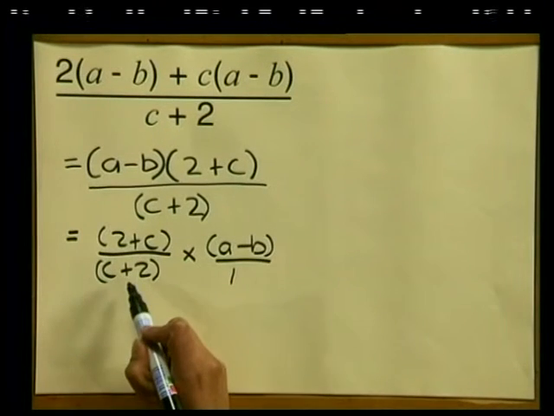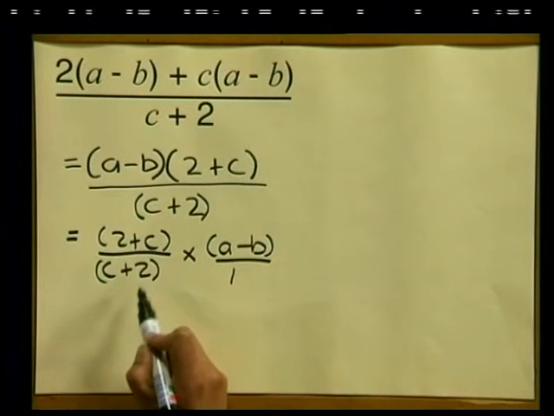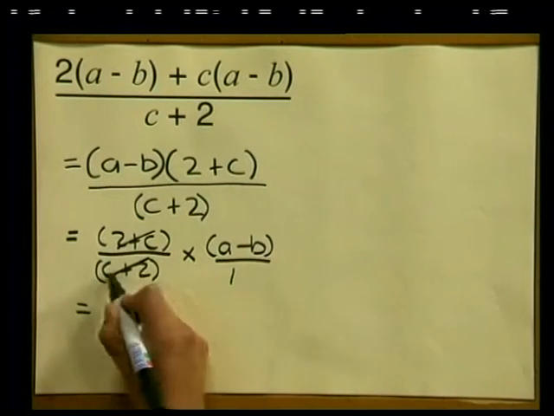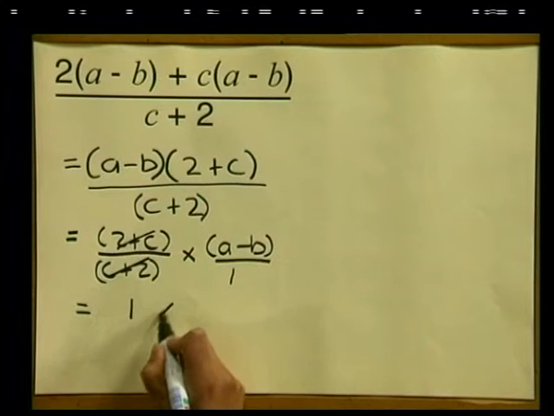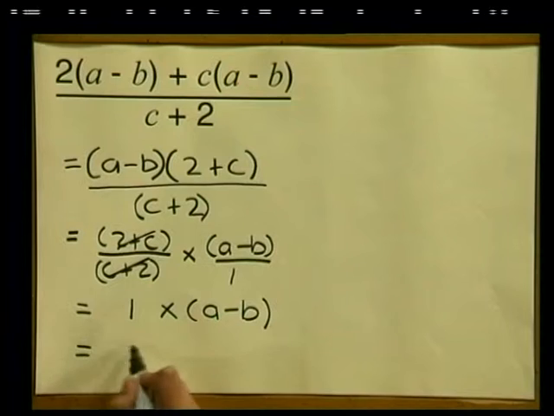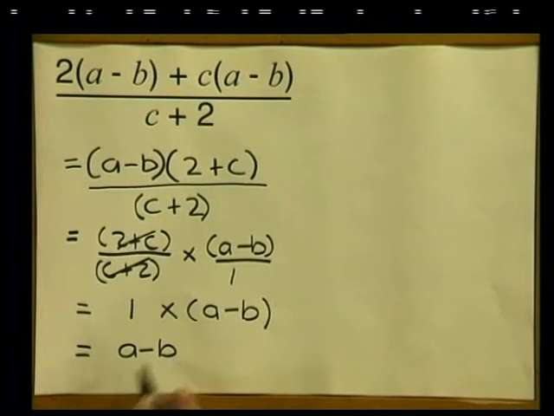And you should notice that 2 plus c and c plus 2 are common factors, even though they look a bit different. So those cancel out, and we get 1 multiplied by a minus b, which leaves us with a minus b. And as you can see, we have simplified the fraction. You can see that it's now written in a much simpler form. And remember, this simplified form has the same value as the original expression. They are equivalent.